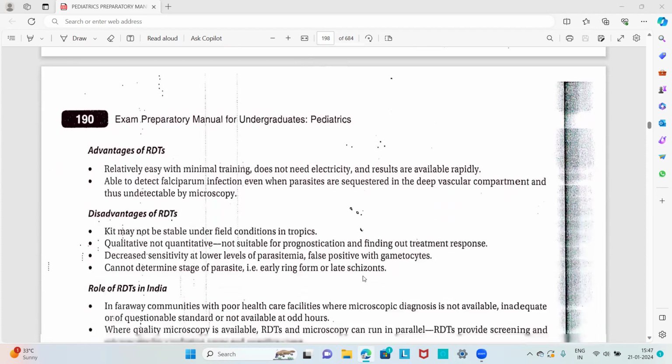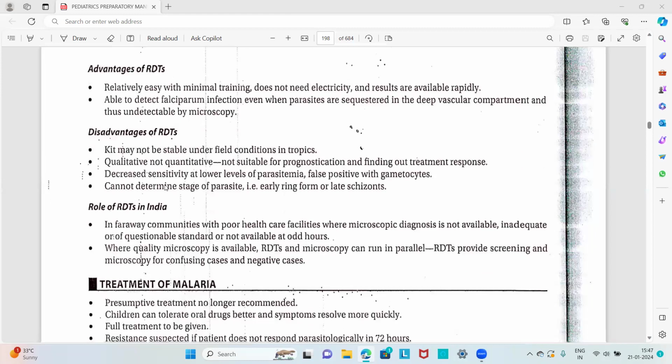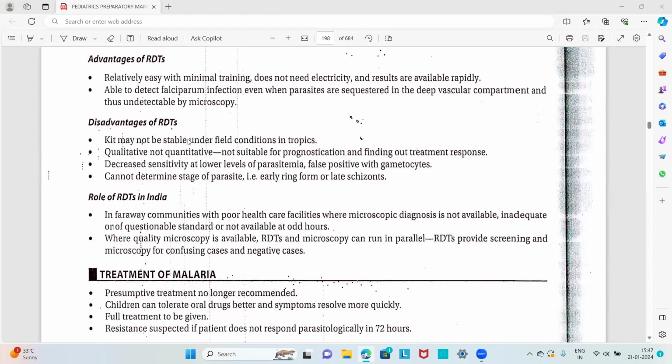What are the advantages of the rapid diagnostic test? It is relatively easy with minimal training, does not need electricity, results are available rapidly, and it is able to detect falciparum infection even when the parasites are sequestrated in the deep vascular compartment and thus undetectable by microscopy. What are the disadvantages? The kit may not be stable under field conditions in the tropics. It is qualitative, not quantitative, not suitable for prognostication and finding out treatment response. Decreased sensitivity at lower levels of parasitemia, false positive with gametocytes, and cannot determine the stage of parasite, that is, the early ring form or the late schizont, using the rapid diagnostic test.